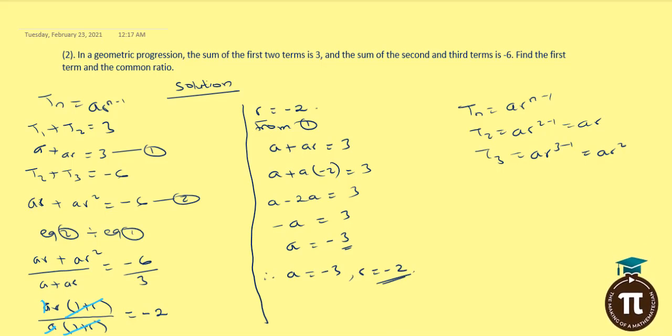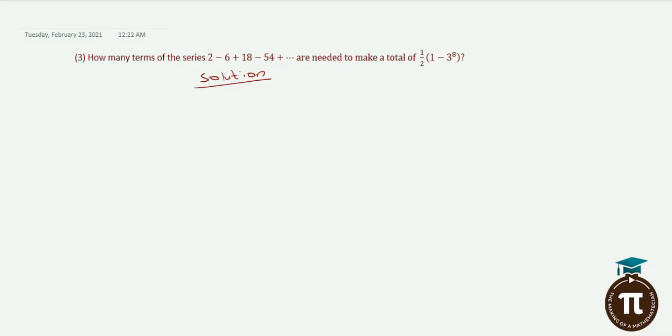That is the answer to this question. Let's move to the next question. So we have in this question, how many terms of this series are needed to make a total of 1 over 2, 1 minus 3 raised to power 8? How many terms of this series? 2 minus 6 plus 18 minus 54, and on like that.